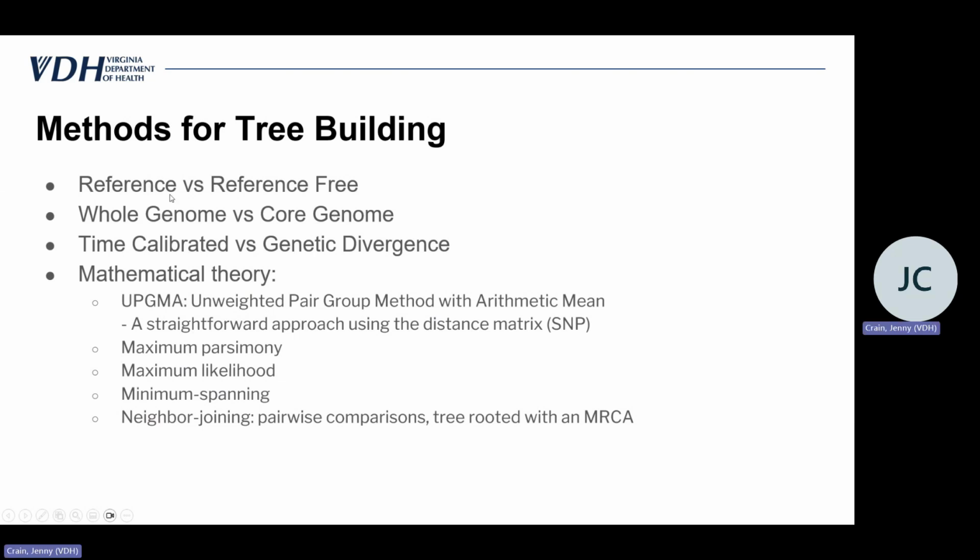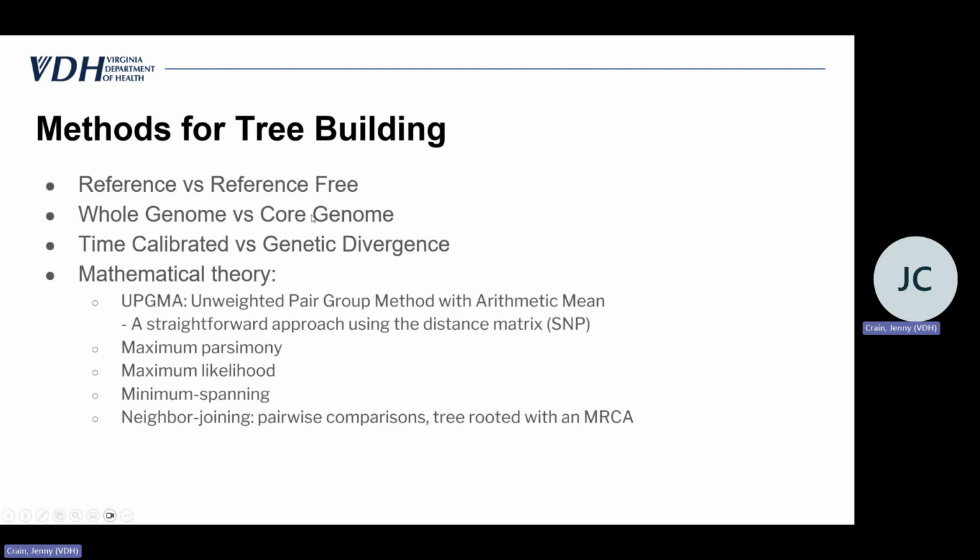We've already mentioned reference versus reference free. This really refers to, again, are you referring back to one common reference strain when doing your multi-sequence alignment? And this also goes back to thinking about sequencing, whether you're cutting up the whole genome and then reassembling it based on a reference, or are you doing de novo sequencing where you aren't using a reference as you're reassembling that genome?